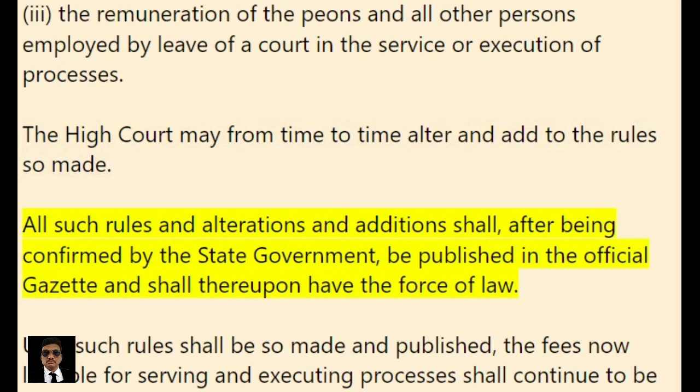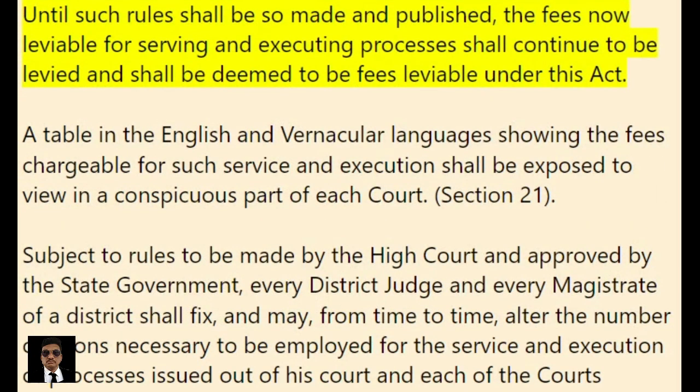All such rules and alterations and additions shall, after being confirmed by the state government, be published in the official gazette and shall thereupon have the force of law. Until such rules shall be so made and published, the fees now leviable for serving and executing processes shall continue to be levied and shall be deemed to be fees leviable under this Act. A table in the English and vernacular languages showing the fees chargeable for such service and execution shall be exposed to view in a conspicuous part of each court.